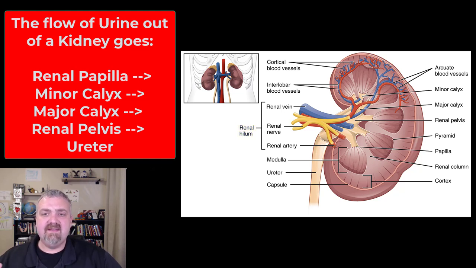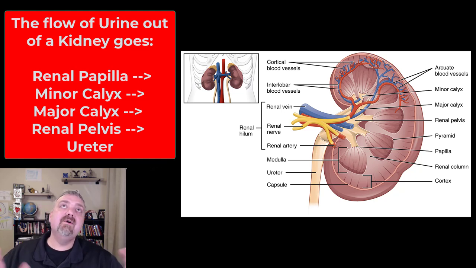So that's the basics of the internal structure of a kidney. Just to review real quickly, the microscopic nephrons are where urine is produced. It's captured by the collecting ducts, which funnel it down the renal pyramids to the end, called a renal papilla. The urine then drips into a minor calyx, which drains into a major calyx, which drains into the renal pelvis, and that drains into the ureter. That's how the funneling function of the kidneys works.